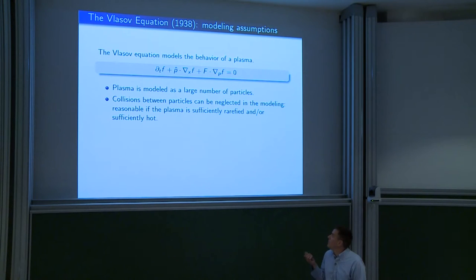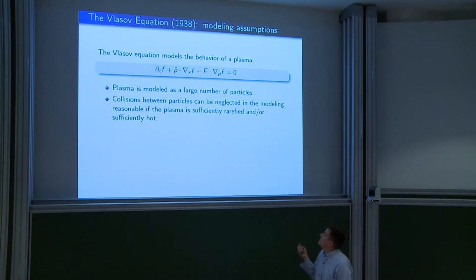So that would happen if the plasma is sufficiently rarefied or sufficiently hot, so that you can think of speeds very close to the speed of light. That's why we are relativistic. And then in this situation, you can neglect collisions between particles. And that's why you have a zero on the right-hand side of the equation.